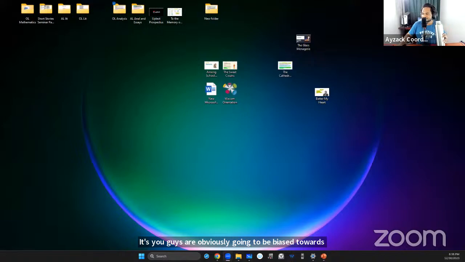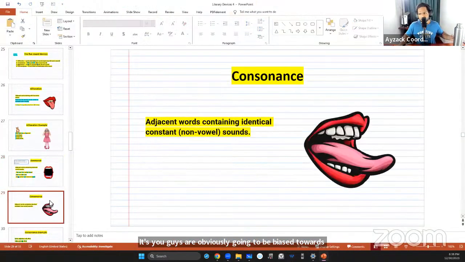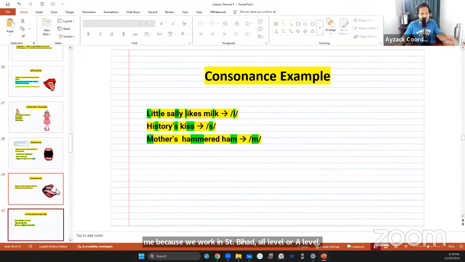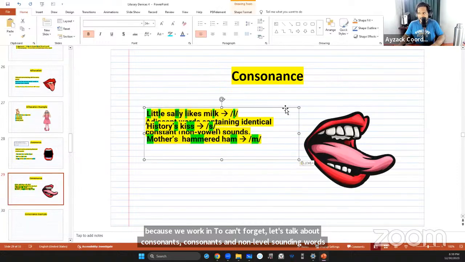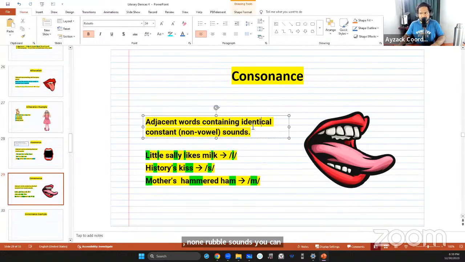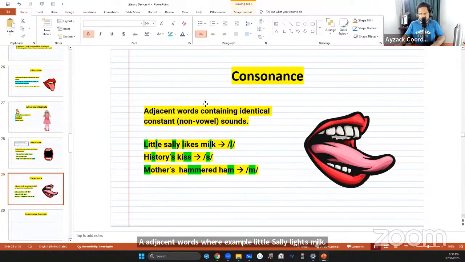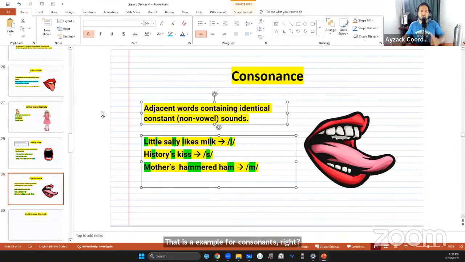All right. Can't forget, let's talk about consonance. Consonance is non-vowel sounds you can find inside adjacent words. For example, "little Sally likes milk." That is an example for consonance, right? Screenshot this, write this down if you guys don't have this with you already. "Little Sally likes milk, la la la." That is consonance. Why is it a consonance and not an assonance?